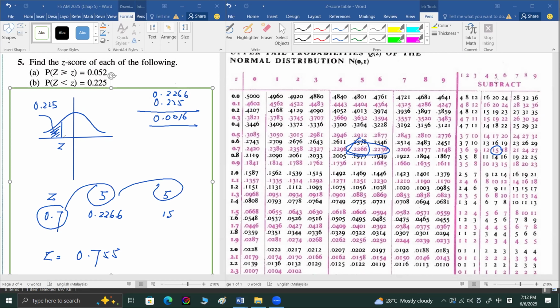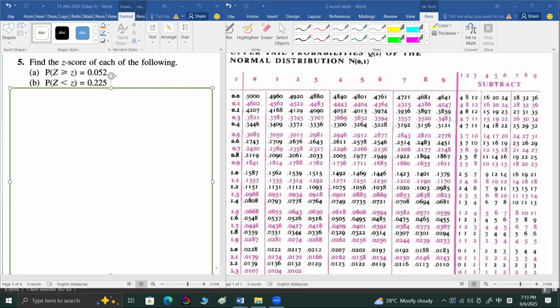0.755. Can you see, just now I said this is a negative region? So I apply the negative here. Negative 0.755. Okay, so far can you understand? I show you by using the calculator how to get this, then later on I continue the rest. Okay, so far is it okay all of you? Okay, next.